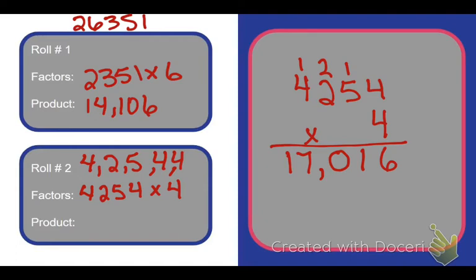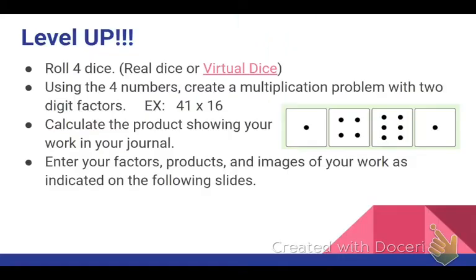Awesome. Okay, so we're going to go back to the dice. Oh, wait, nope, we're going to move something else. We're going to level up. Yeah, when you finish one level, you level up, right? Just like everything else. All right, so now we're going to roll 4 dice. And using those 4 numbers, we're going to create a multiplication problem with 2 two-digit factors. Okay, so 2 numbers over 2 numbers. Then we're going to calculate our products, and we're going to work it on our notes in our journals, okay?